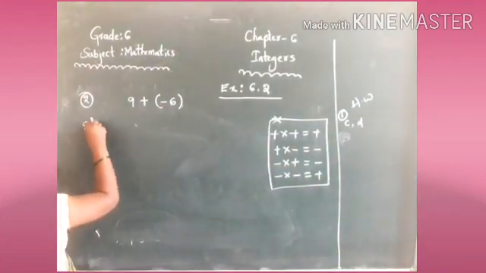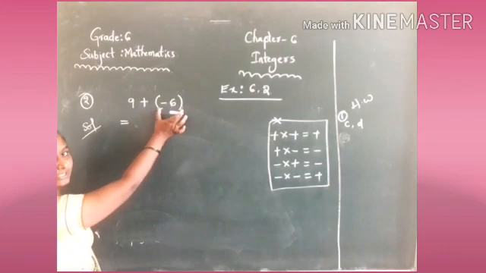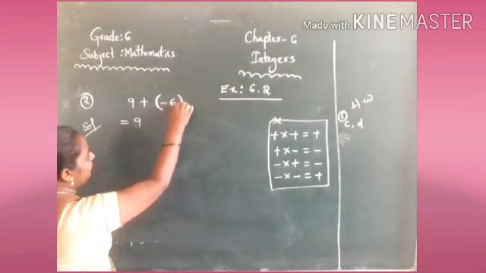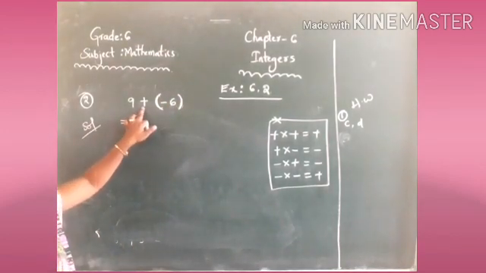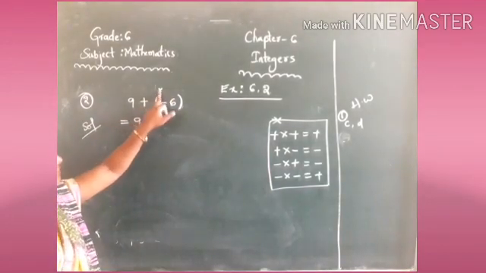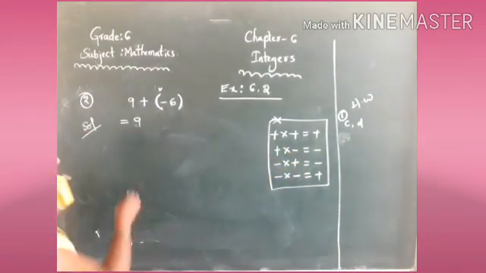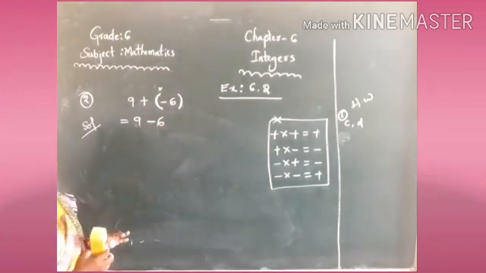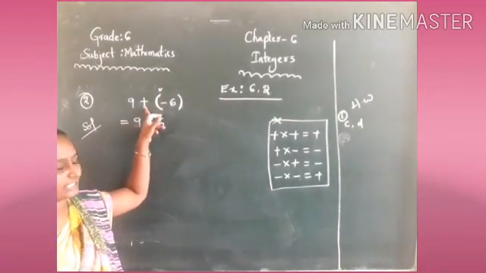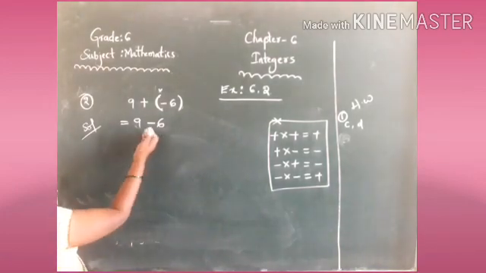So find the solution. 9 plus of minus 6. So what I said, remove this one. 9, here plus is there. Observe plus. What I said, consider this one as into. Plus into minus. It gives minus. So we removed this one now, right? So we have to remember the standard operation: plus into minus is equal to minus. Now it is easy.